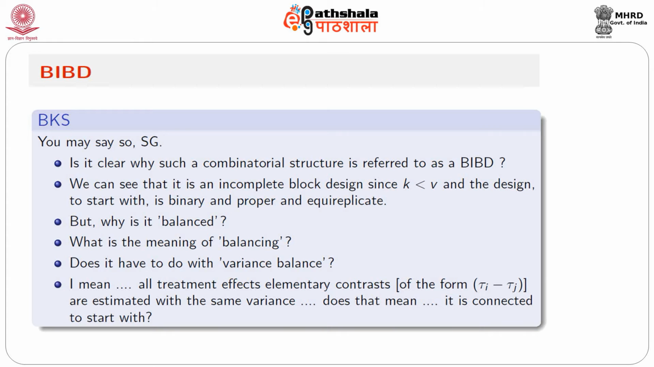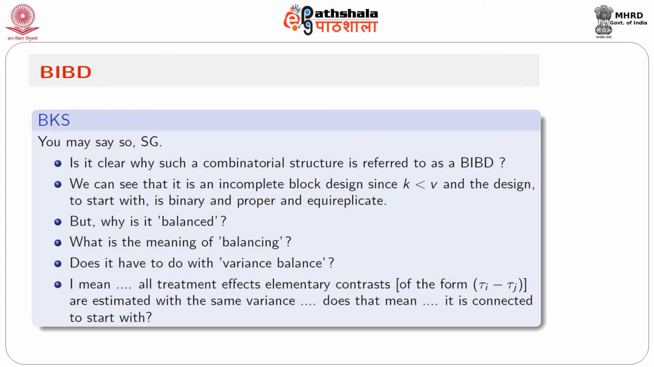But why is it balanced? What is the meaning of balancing? Does it have to do with variance balance? I mean, is it that all treatment effect elementary contrasts of the form tau i minus tau j are estimated with the same variance? Does that mean it is connected to start with?